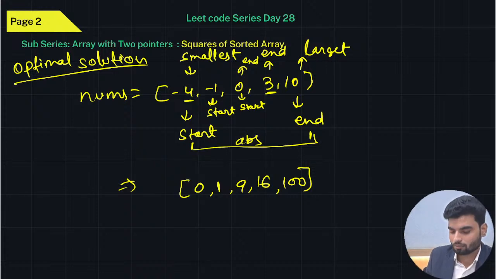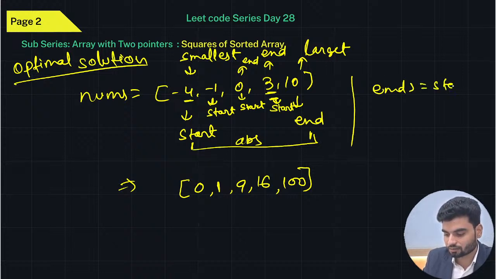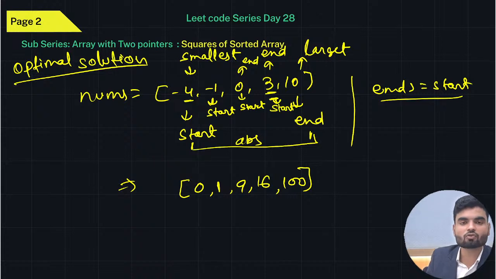Then what will happen? Either you move start, that time it will go beyond the end, it will come here. So this is not a valid case. When start is more than the end, you should stop. So you'll do this thing when the end is greater than or equal to the start. This will be your condition, right?